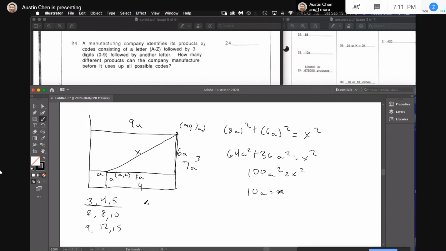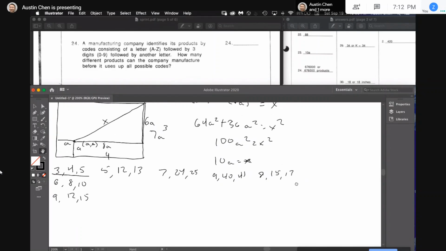Okay, let's list out the common Pythagorean triples. We have 3, 4, 5. We have 5, 12, 13. We have 7, 24, 25. And we have 9, 40, 41, although that one is pretty uncommon. Any others? 8, 15, 17.